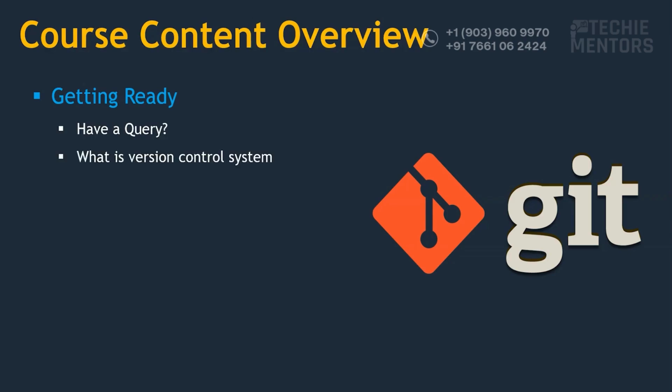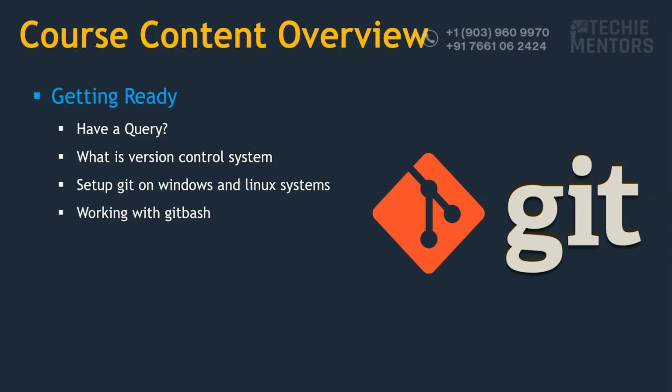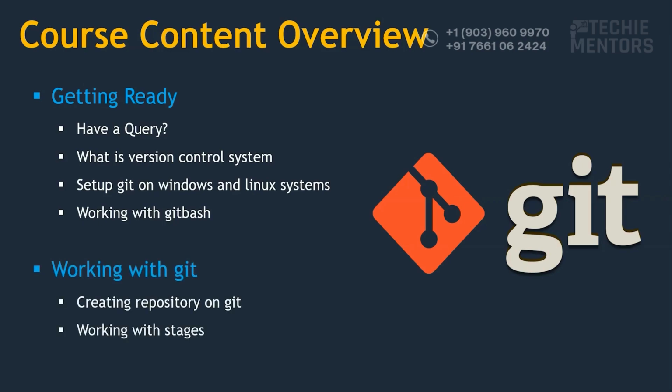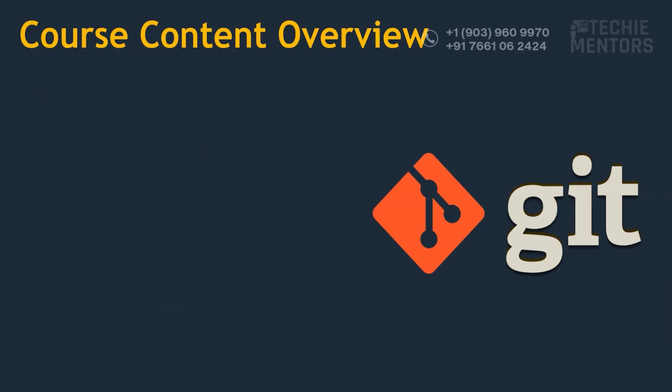Next, what is version control system? How to set up Git on Windows and Linux systems and working with Git Bash. This is about the first module. In the second module, working with Git, here we are going to see how to create a repository and work with different stages of Git, comparing changes in the local repository.